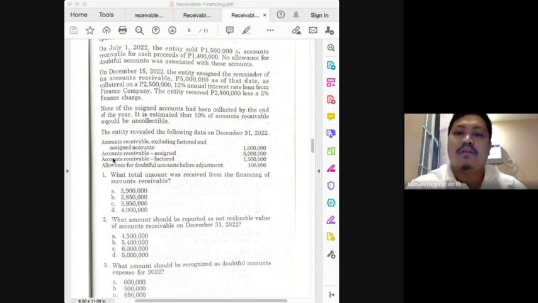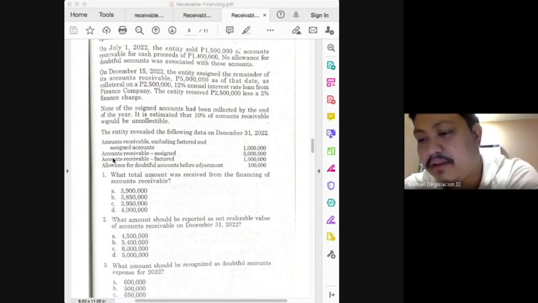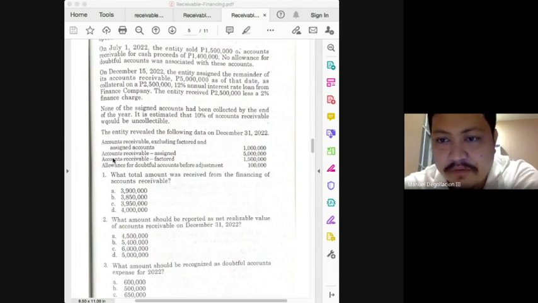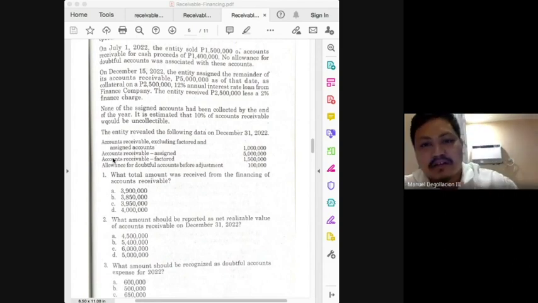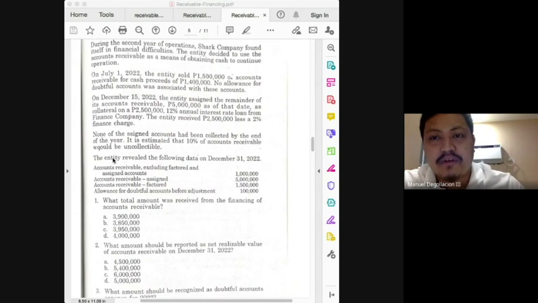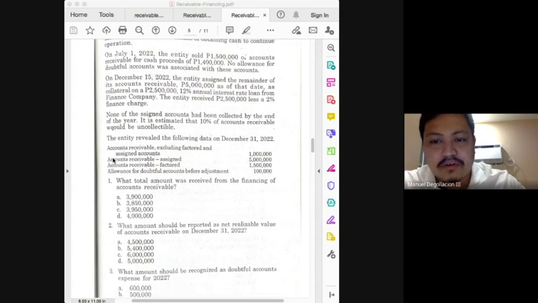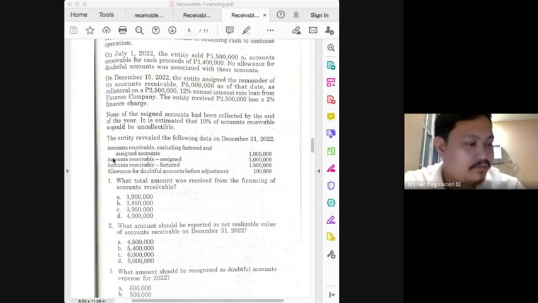Second question, what amount should be reported as net realizable value? Next, we have accounts receivable that are neither factored nor assigned that will form part of our gross receivables. We have 1 million. Then we have accounts receivable assigned of 5 million. We will include that. Now, important theory here: are you supposed to include the factored accounts receivable? The answer is no, because if it is already factored, that should not form part of your receivables anymore. So our gross receivables would be 6 million.